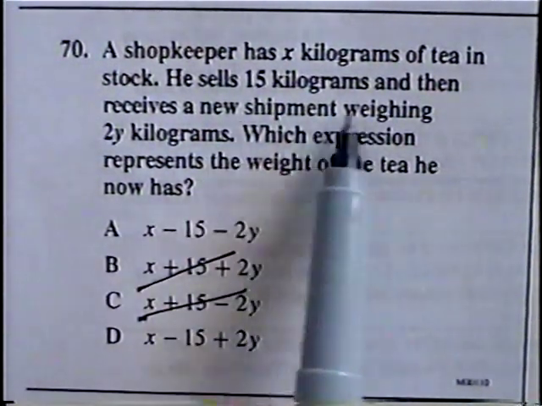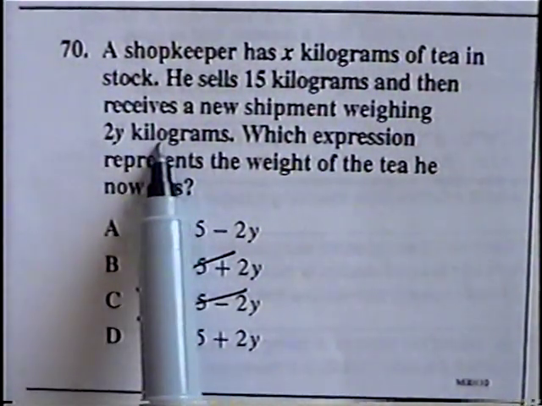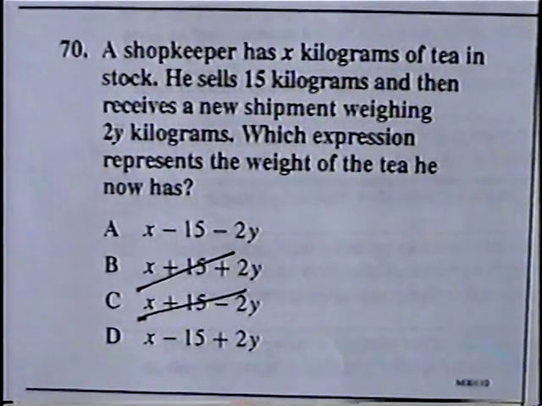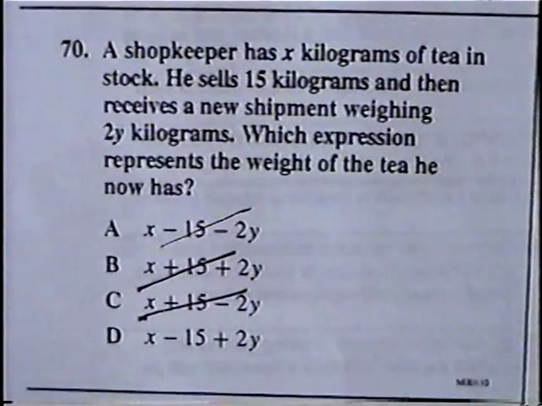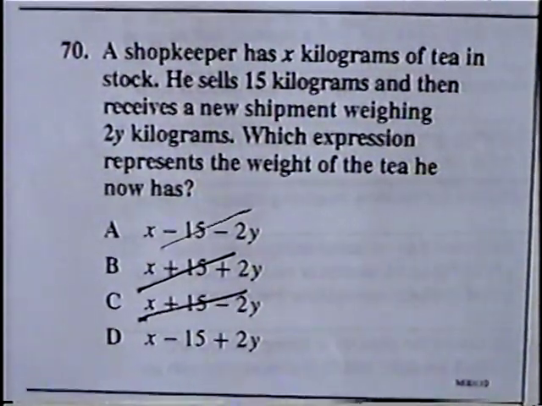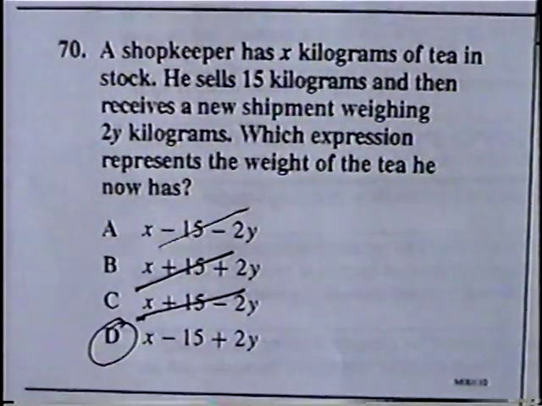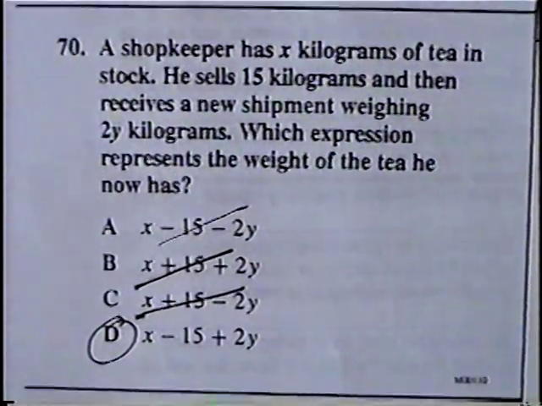Next part says a new shipment weighing 2 kilograms is received, meaning that they're adding 2y to the expression. Letter A has minus 2y, which would be incorrect. Letter D shows adding 2y for the new shipment, so the correct answer would be D.